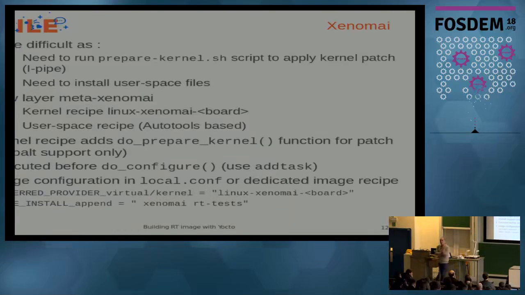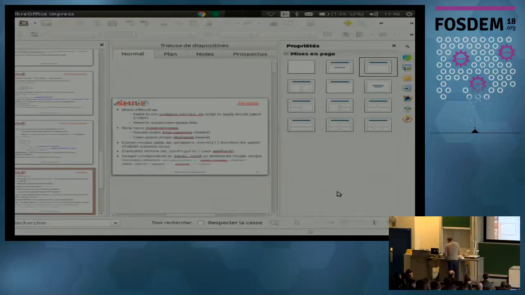The virtual/kernel recipe is the name of the kernel, the default kernel. So you force the default kernel to the Xenomai kernel. And then you have to install, of course, the user space part, which is the Xenomai recipe. This is quite simple. It's just user space.